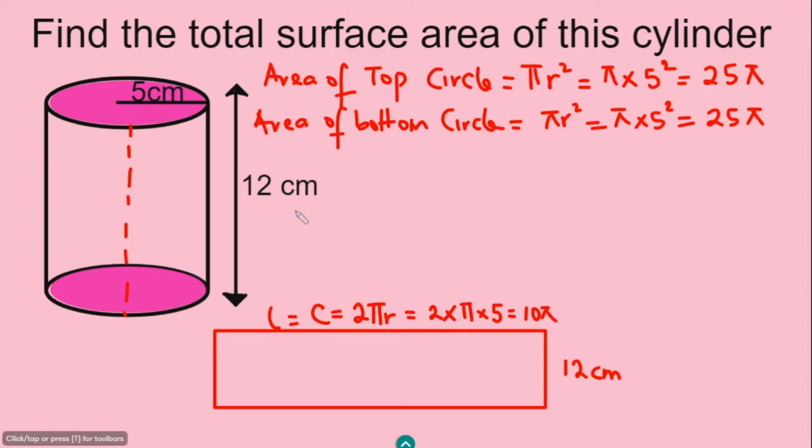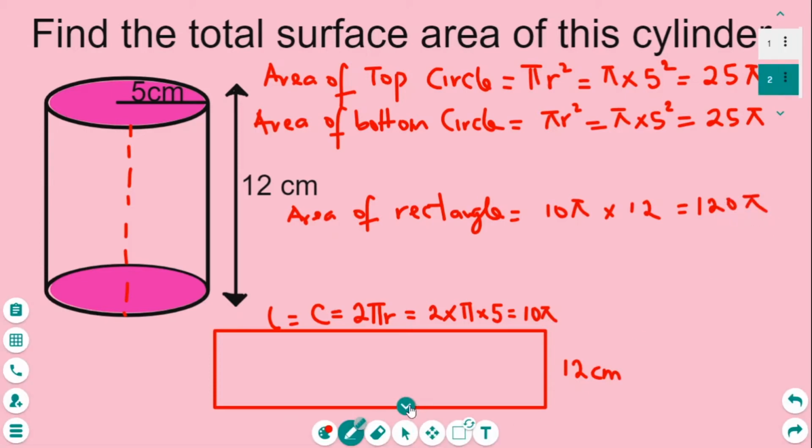So the area of the rectangle formed by spreading out the curved part of the cylinder will be the length times the width, and the length is 10 pi multiplied by the width, which is 12. And if you multiply this, you're going to have 120 pi.